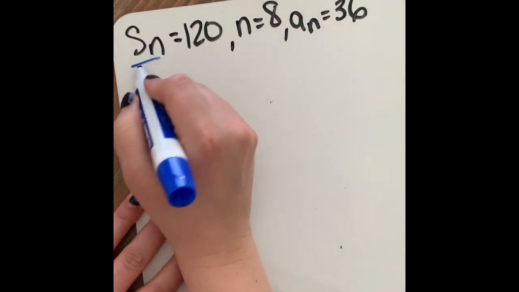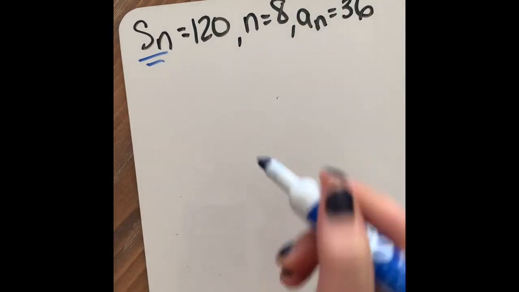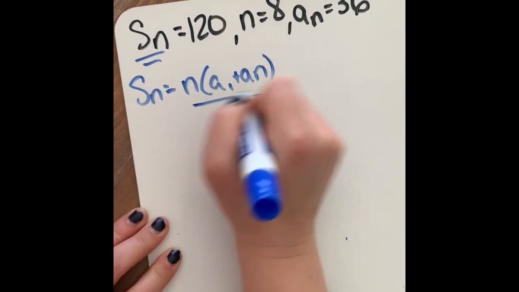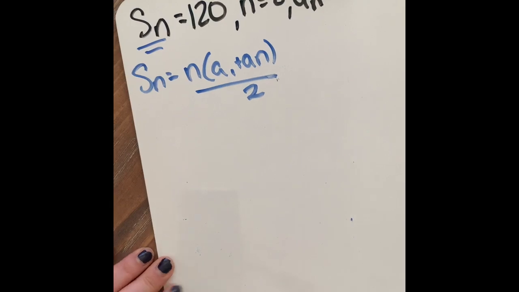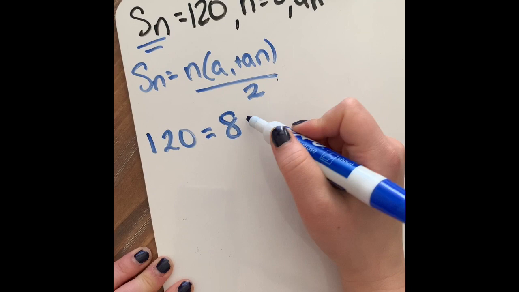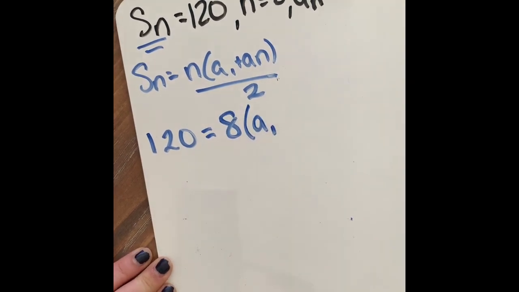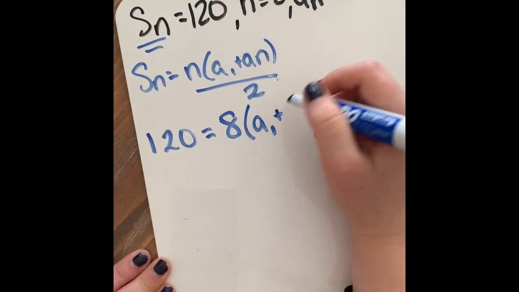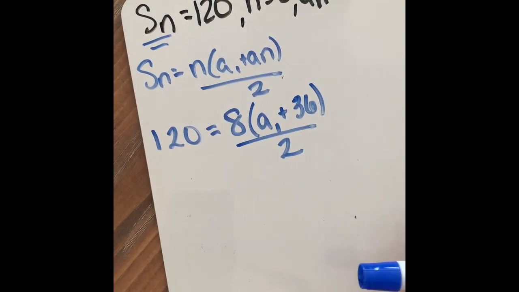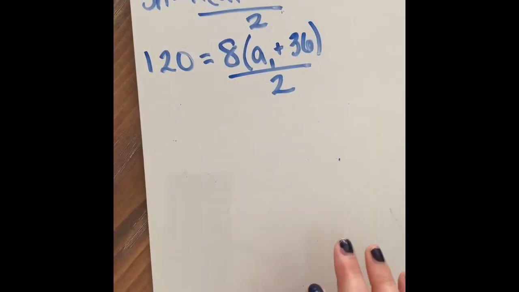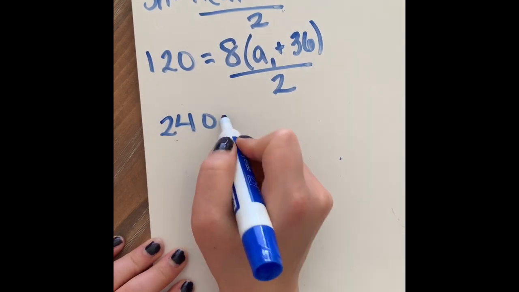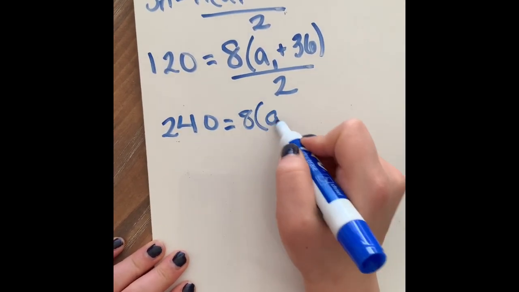Now, once again, I have the s sub n, so I know I need to use that formula. So s sub n is equal to n times a1 plus an, all over 2. Plugging in what we know, we've got 120 is equal to n, which is 8, times a1. This time I don't have a1, so I'm going to leave that as a1, and then an is 36, all over 2. And I'm going to solve this out so I can solve for a1. So we're going to multiply by 2 to get rid of that fraction. We have 240 is equal to 8 times a1 plus 36.